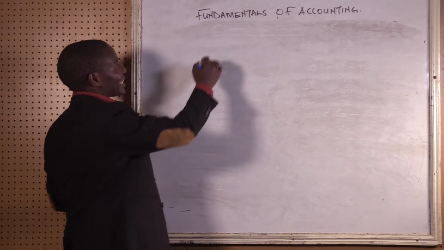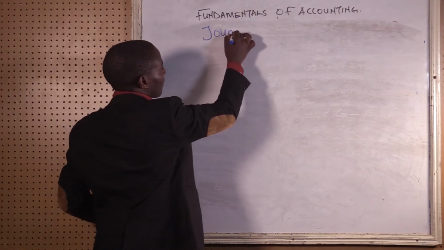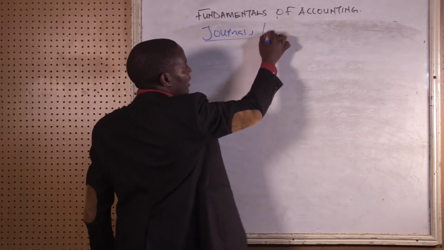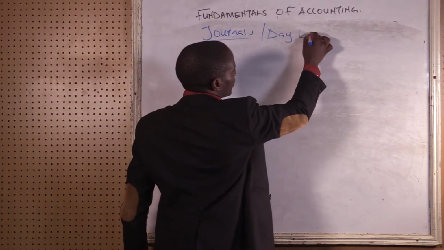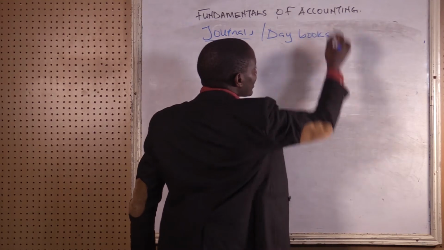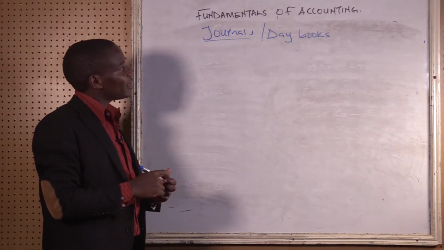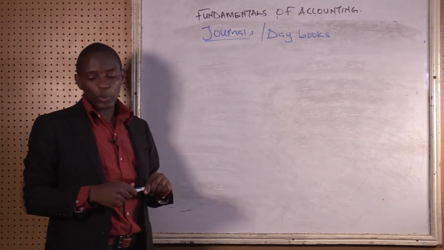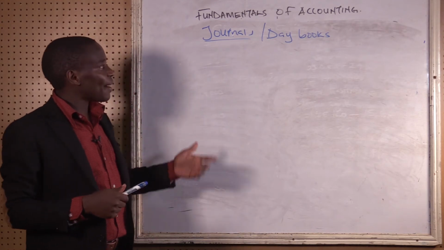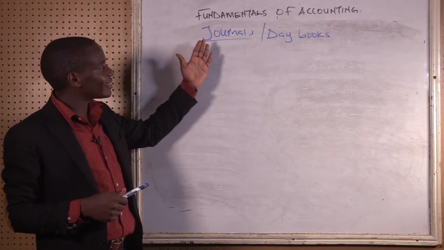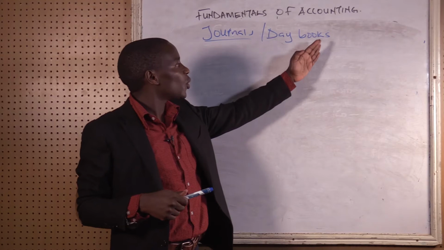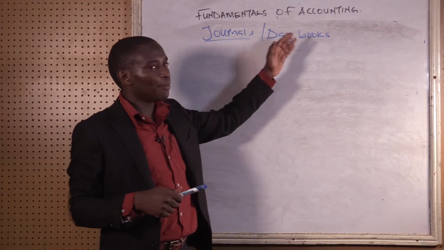We shall look at journals, or what we call the day books. In other books, you shall find them referred to as the books of prime entry. So a journal is a record that is usually maintained in a chronological way on a day-to-day basis.